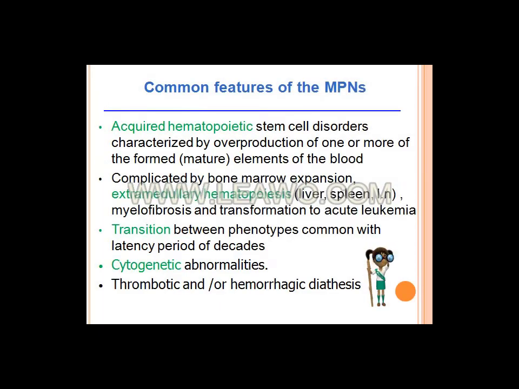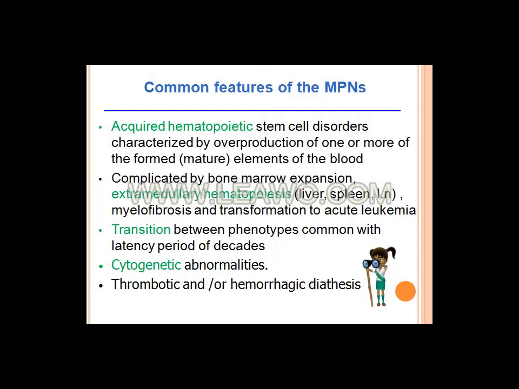Now, what are the common features of myeloproliferative neoplasms? They are acquired hematopoietic stem cell disorders characterized by overproduction of one or more of the formed elements of the blood. They could be complicated by bone marrow expansion and extramedullary hematopoiesis that takes place in the liver and spleen. They could be complicated by myelofibrosis or transformation to acute leukemia.